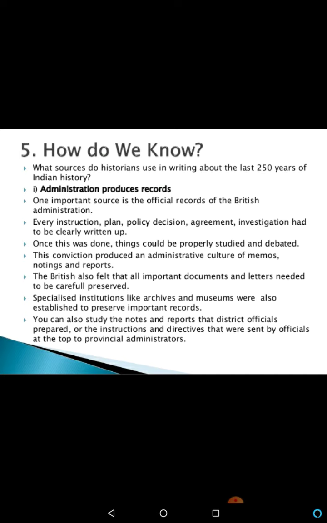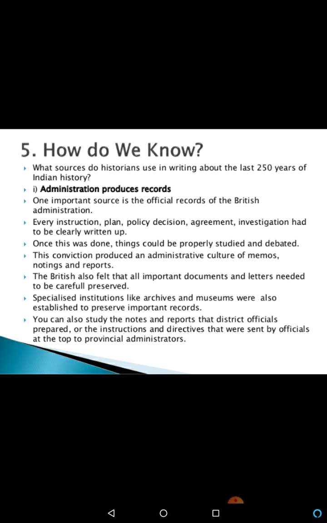Next topic is how do we know? What resources do historians use in writing about the last 250 years of Indian history? First, administration produces records. One important source is the official records of the British administration.